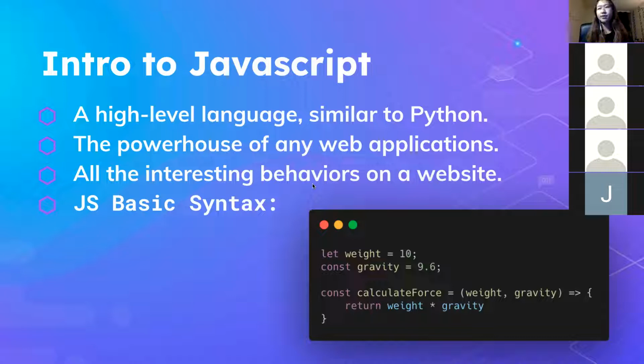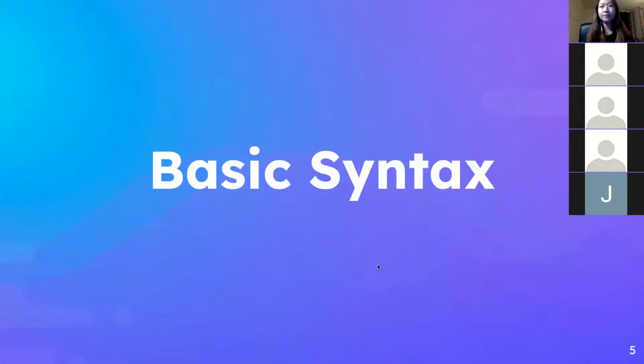Here's just a really quick snippet of what you might see in JavaScript. I'm not going to go too much into it because I'll explain it as I go, but you might be wondering, what does that mean? What does const mean? What is this weird arrow thing over here? Just questions to keep in mind that I'll definitely answer as we go along.